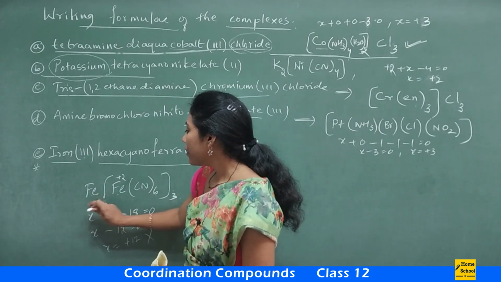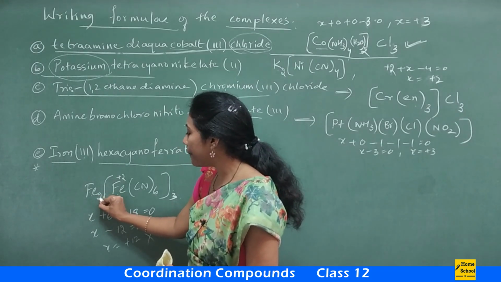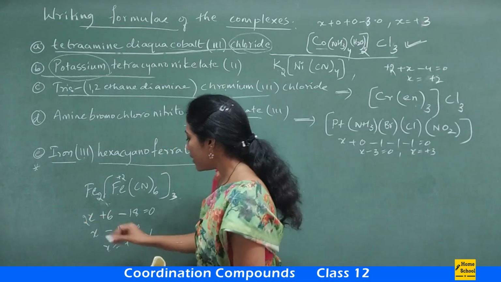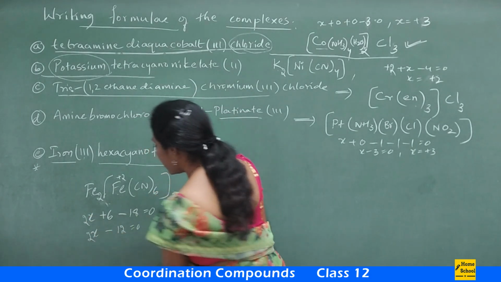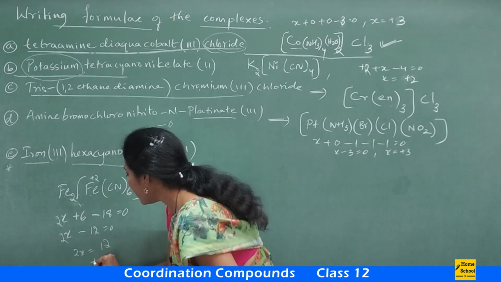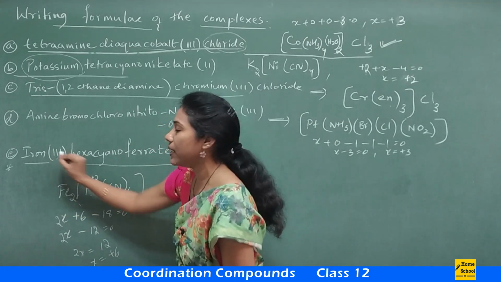That means you don't have one iron. So increase, put the number 2. When you put the number 2, it becomes 2x. So what will you get? 2x minus 12 is equal to 0, so 2x is equal to 12, so x is equal to plus 6. Plus 6 is also wrong. You should actually get plus 3.